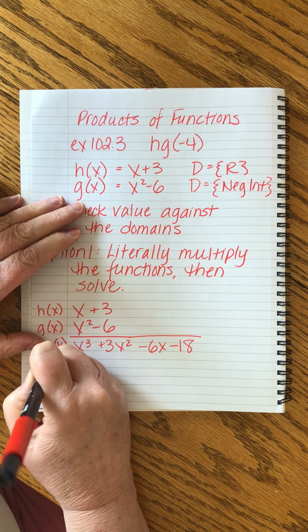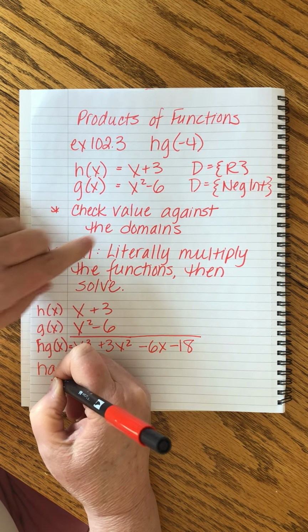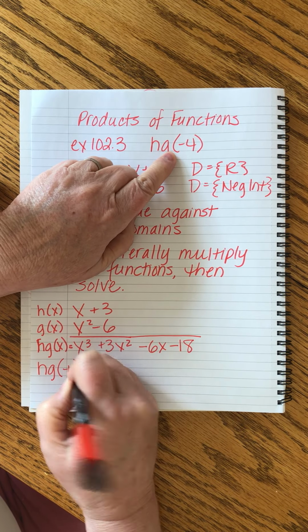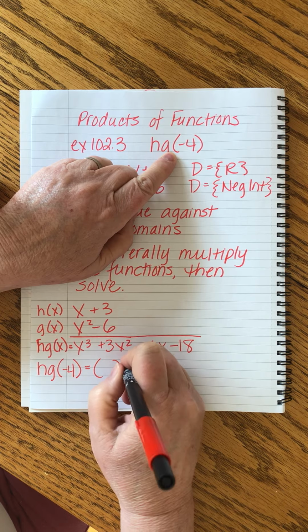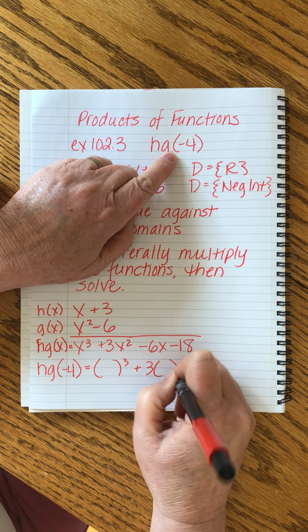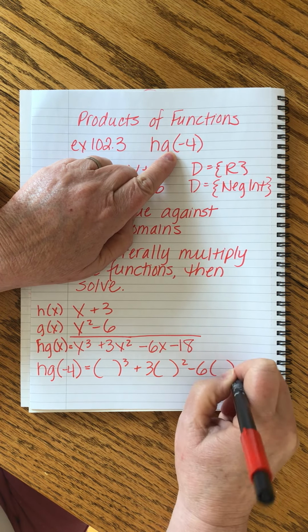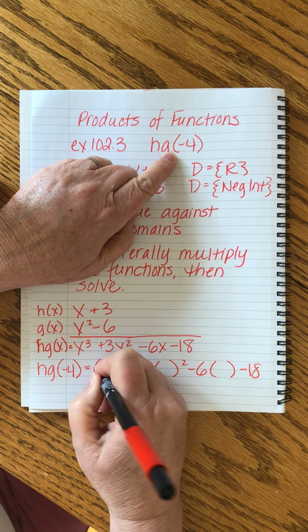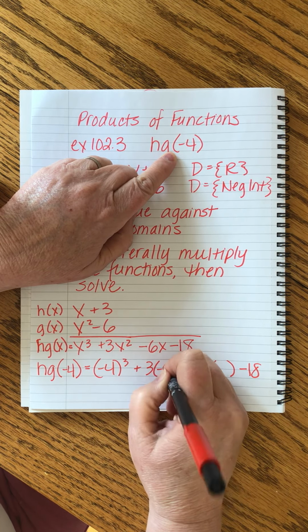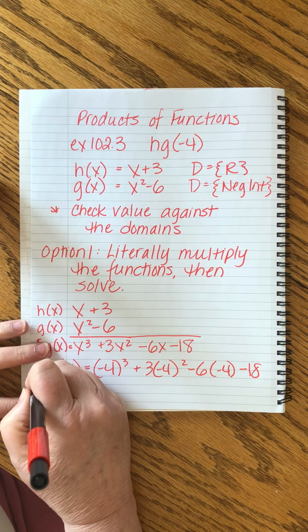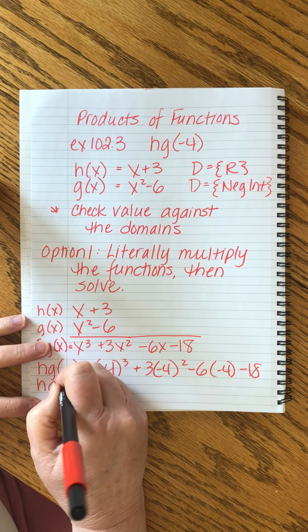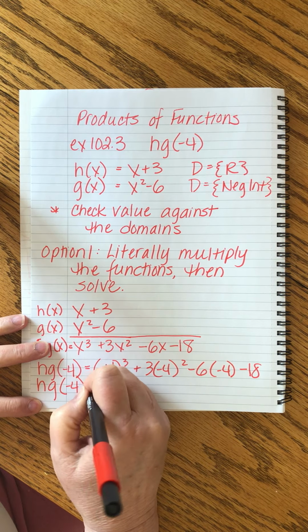Now we want to find the h times g of minus 4. So we're going to plug minus 4 in everywhere there's an x. So first I'll just write it with buckets. And then I'll put a minus 4 into all of these places. And now we simplify. The h times g of minus 4 equals.